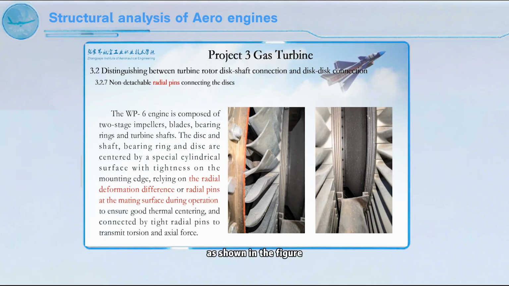As shown in the figure, the connection of the two-stage disc of the turbojet 6 engine adopts radial pin connection, which is composed of two-stage wheel discs, blades, bearing rings, and turbine shafts. The bearing ring and the disc are centered by a cylindrical surface with tightness on the special mounting edge, relying on the radial deformation difference at the mating surface during operation, or radial pins, to ensure good thermal centering. Connected by tight radial pins and transmitting torsion and axial forces.